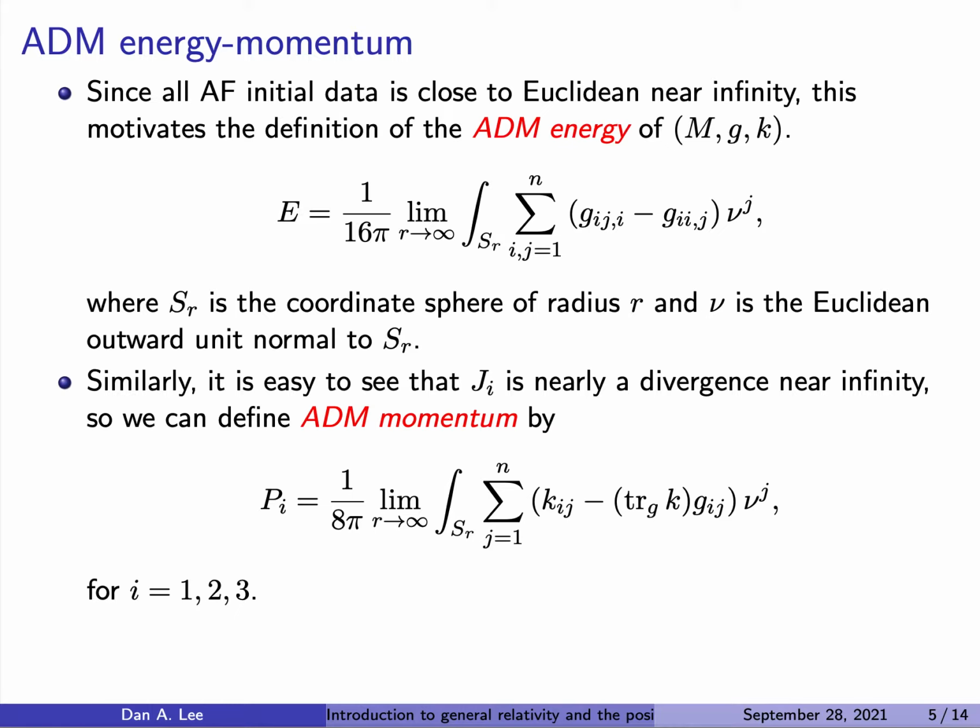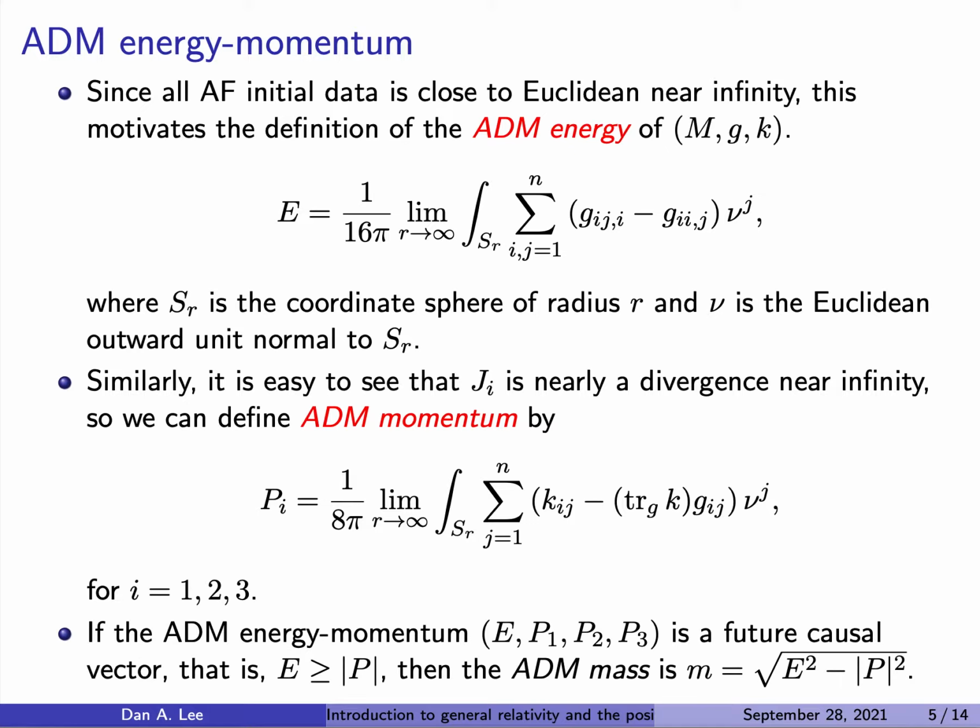Similarly, if you look at the formula for J, you see that J sub I is also very nearly a divergence near infinity, a Euclidean divergence. So following the same idea, you can see that the ADM momentum definition should be that P sub I is 1 over 8 pi times the limit as that sphere goes to infinity, and now we're summing over Kij minus trace K times Gij, again with the normal component nu sub j, nu upper j. Okay.